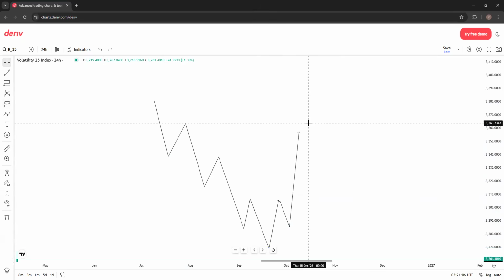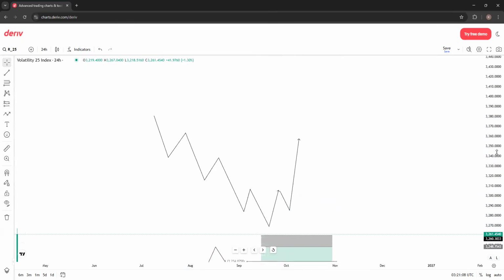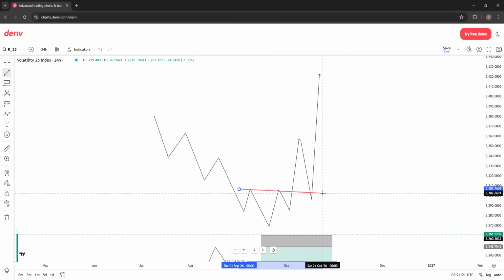So the concept will still apply. What do we do? We wait for price to pull back for a conservative entry, and then we buy it. But if you want an aggressive entry, what we do is we wait for price to break the neckline, and then we enter. Where is our stop loss?